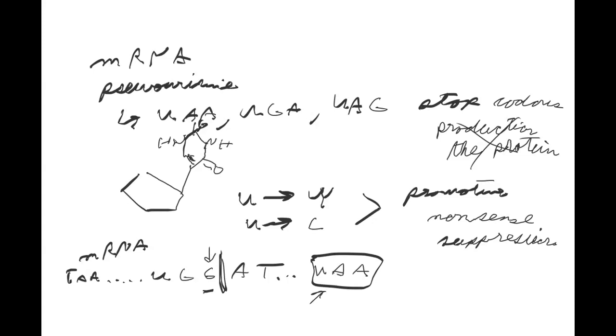Okay, so that's a mutation that's a nonsense. Okay, it stops prematurely. Okay, well, this pseudouridine is preventing mutations in that area. So, for example, in our example here, let's say this uridine turned into a pseudouridine. Okay. The probability of this going into nonsense now has gone down.